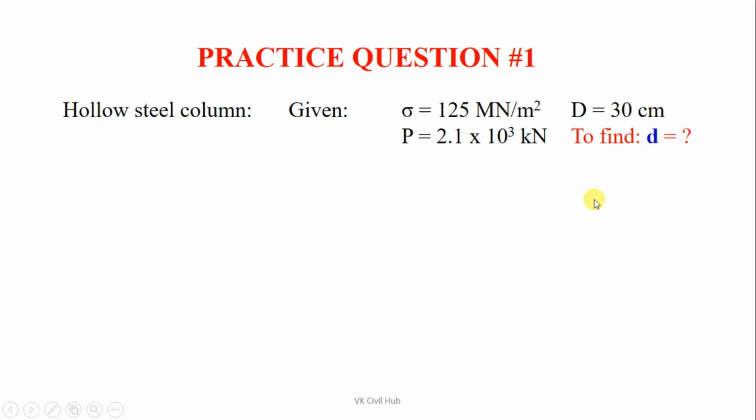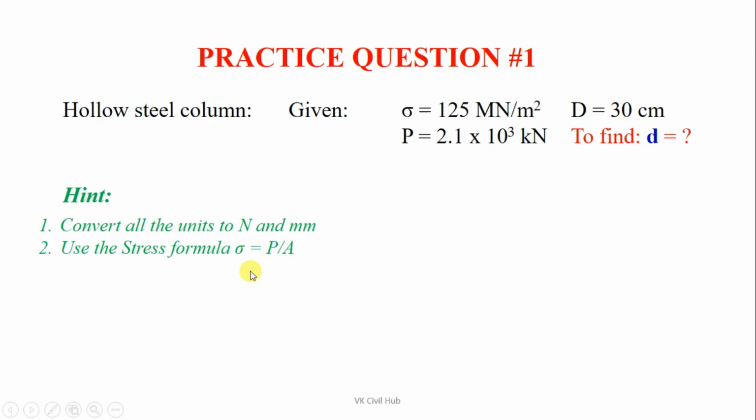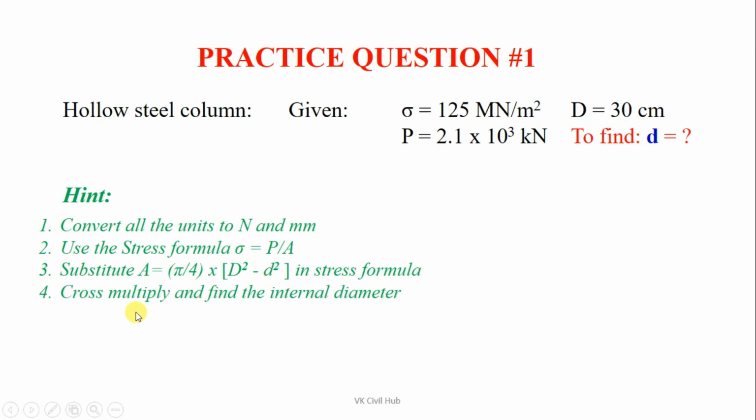I'll give you a hint for you to work out. First, convert all the units to Newton and mm. Then use the stress formula sigma is equal to P by A. And for that A, substitute pi by 4 into capital D square minus small d square. Then cross multiply and find the internal diameter. For this practice question the answer is d is equal to 261.93 mm. If you want you can repeat the video and check it out, work it out to get practice.